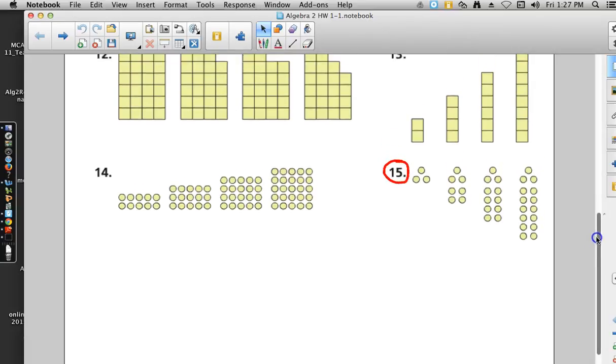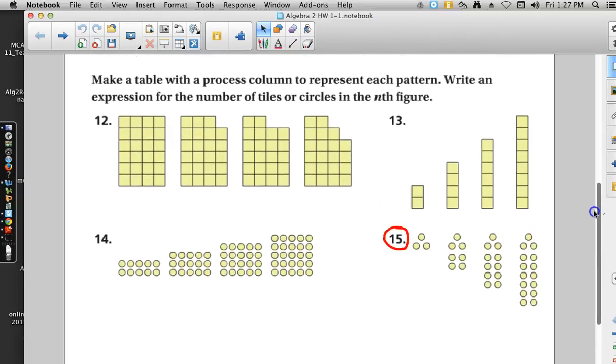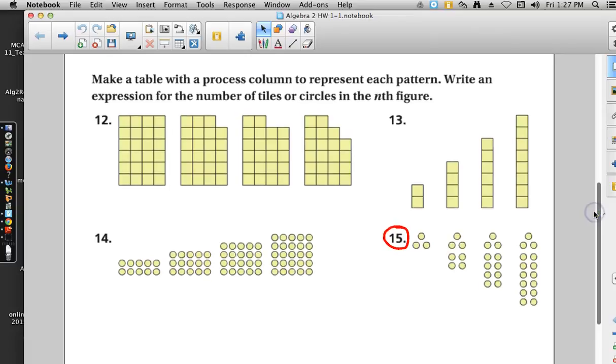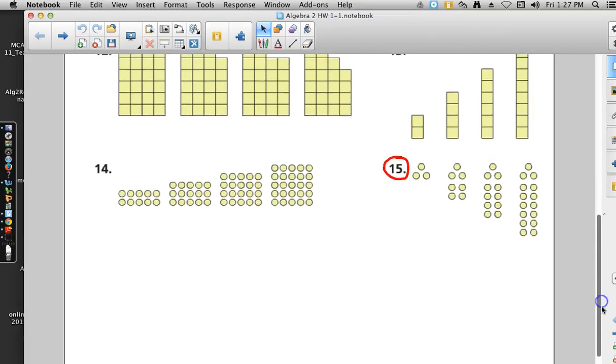For number 15, that'll be the first one that I'm doing here for an FAQ. It says, make a table with a process column to represent each pattern and write an expression for the number of tiles or circles in the nth figure.